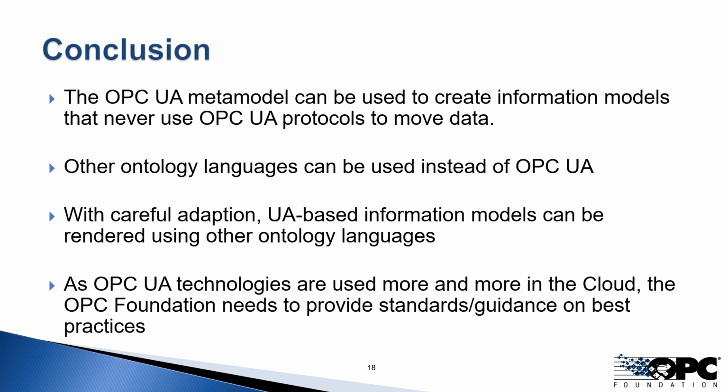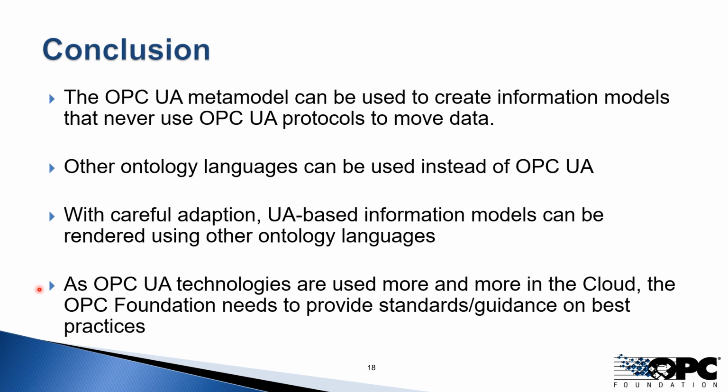So to wrap up my presentation, let's take a look at what we conclude from this. The OPC UA meta model can in fact be used to create information models in ways that never use the OPC UA protocols to move any data. The meta model is sufficiently generic to describe any reasonable association and metadata around data and relate things together. OPC UA is certainly not the only ontology language or technology for ontologies that could be used, and others may be more appropriate in different environments and situations. Thirdly, we've concluded that with careful adaptations, you can convert from one ontology language to UA and back, though not without caveats and careful work.